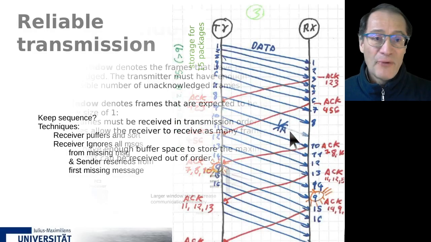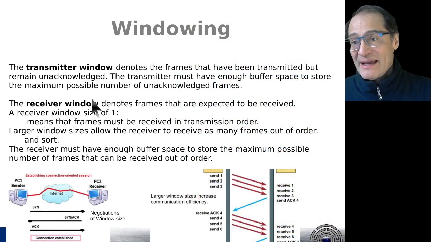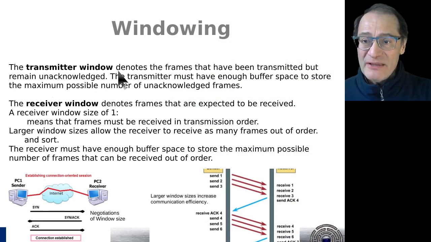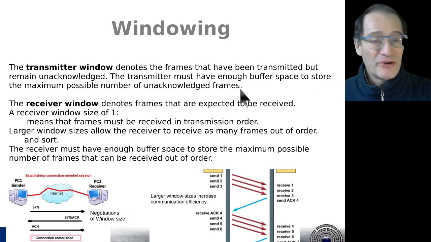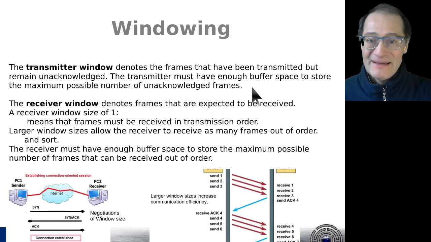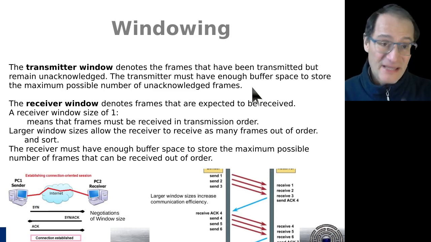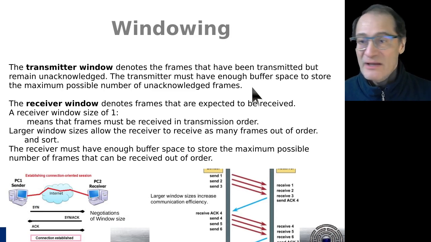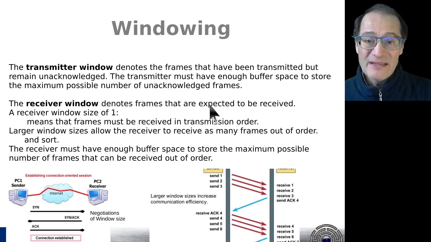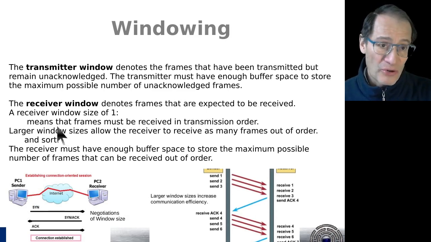Then how does it work? We have two windows. Let's say the definition: the transmitter window denotes the frames that have been transmitted but remain unacknowledged. The transmitter must have enough buffer space to store the maximum possible number of unacknowledged frames. And then it has to wait until it has these acknowledges before it continues sending and refilling this buffer. On the other side, the receiver window, do you remember, denotes the frames that can be expected to be received out of order.